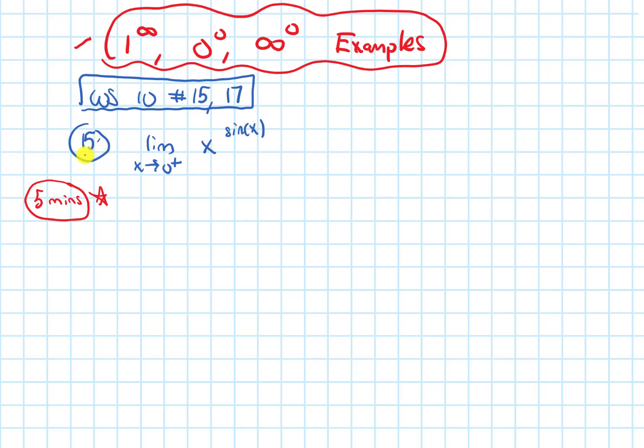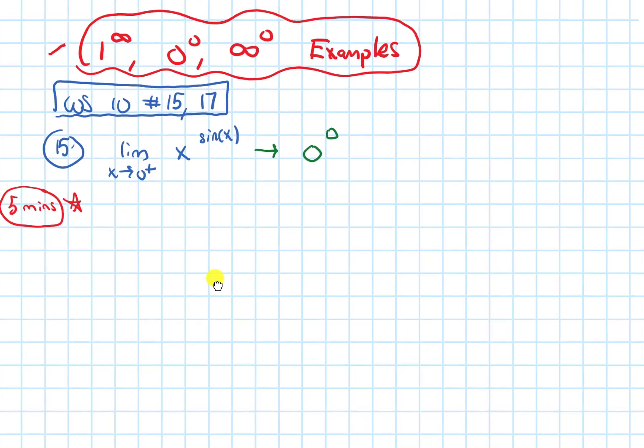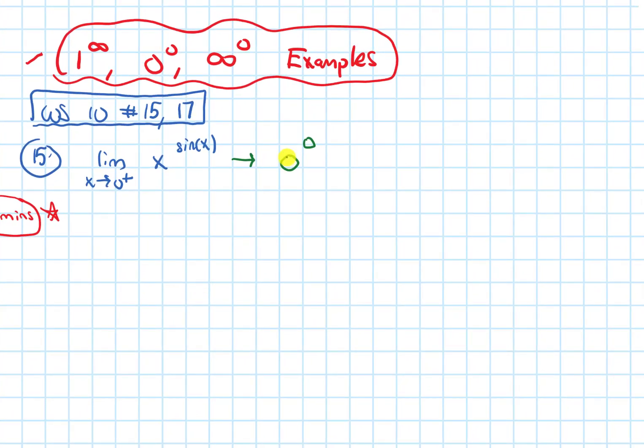Before I give you a chance to try this, I want to just plug in and see what I get. If I plug in straight up 0, I'll get 0 as a base, and then to the sine of 0 power, which is 0. So I have 0 to the 0. And I briefly want to talk about, well, why is something like this indeterminate?